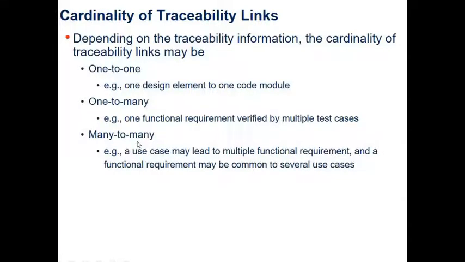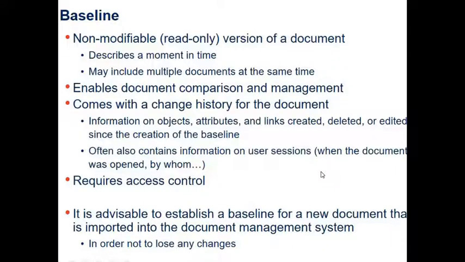Or you can have many-to-many traceability links. For example, a use case may lead to multiple functional requirements, and a functional requirement may be common to several use cases. Let's look at baselines. So what is a baseline? It's a non-modifiable, a read-only version of a document. It describes a moment in time. It may include multiple documents at the same time. A baseline enables document comparison and management.